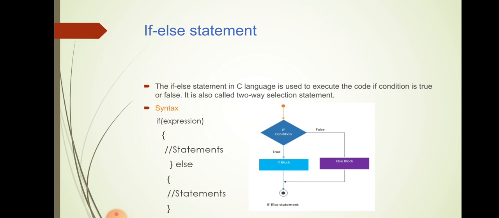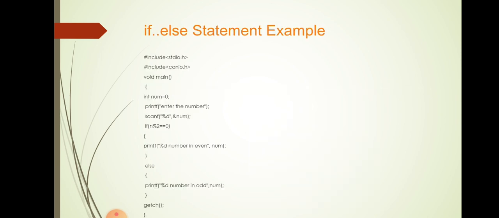Now see one more example on the if else statement. In this example we check whether a number is even or odd. Here the header files are included in the main function. A number is accepted from the user. Then the if statement condition checks whether the number is even or not.